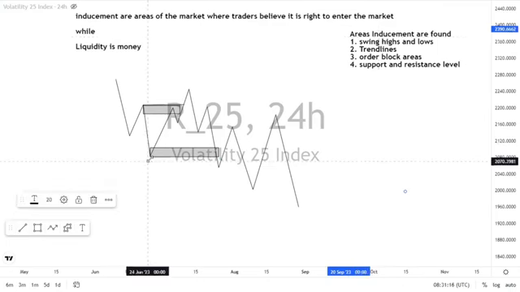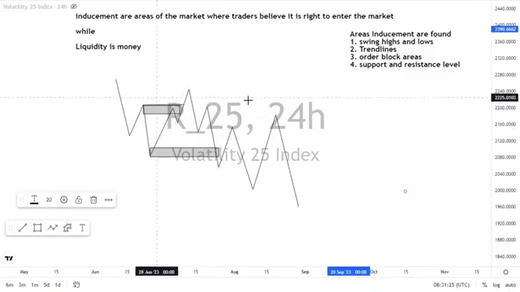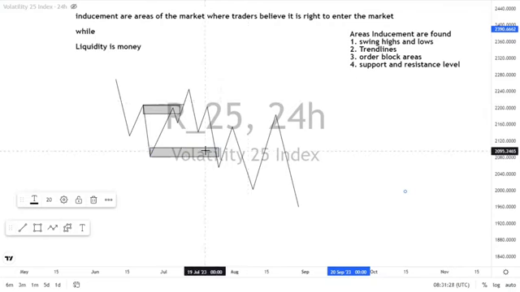And immediately you see that we have a break of our external structure, you are expecting the market to come back and then take your inducements. We have types of inducements.